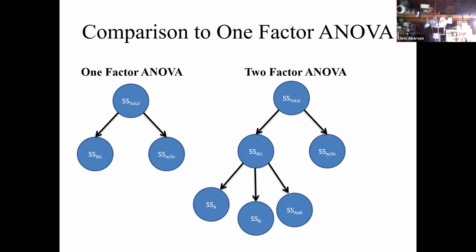Once we have those individual sums of squares, you'll see that things play out just like the one-factor ANOVA, where we're going to have degrees of freedom, mean squares, and eventually F values. It's exactly the same thing as one factor. There's just more stuff going on.